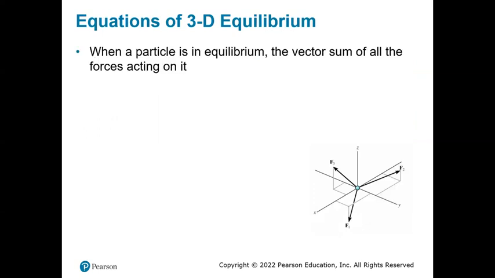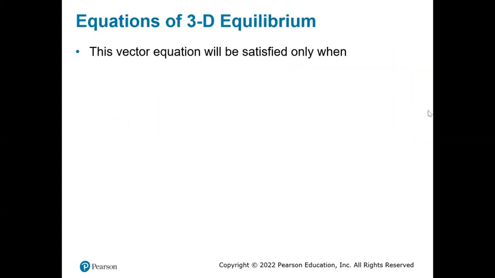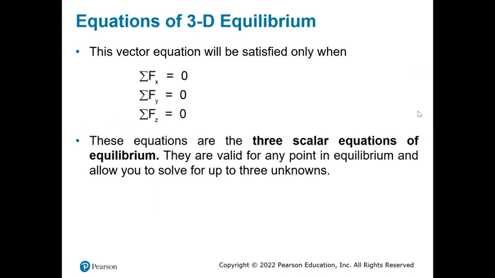When a particle is in equilibrium, we know that the vector sum of all the forces acting on it must be zero. This equation can be written in terms of x, y and z, which we looked at before. This vector equation will be satisfied when all the individual components are zero. So you should be very careful about that. These equations are the three scalar equations of equilibrium. They are valid for any point in equilibrium and allow you to solve for three unknowns. Previously for 2D problems, we had two unknowns and two equations, so we could find the forces. Here we'll be dealing with three directions, so we get three equations, and if you have three unknowns, you should be able to find them.